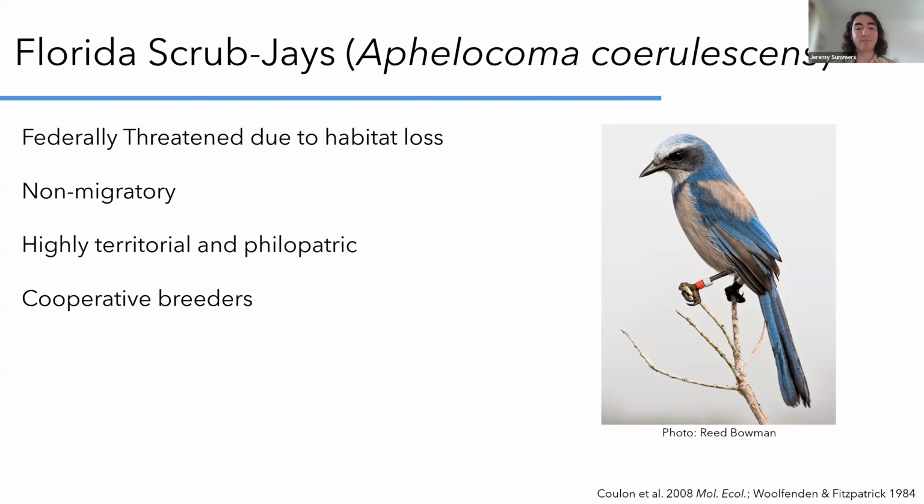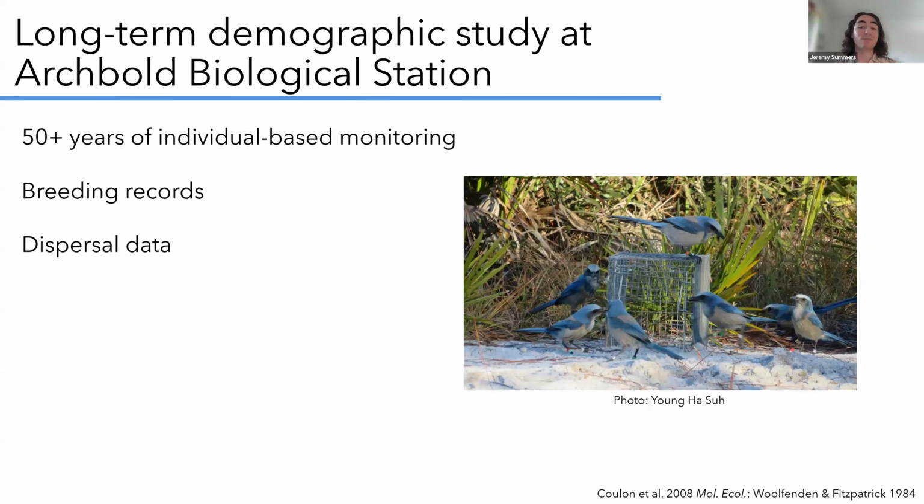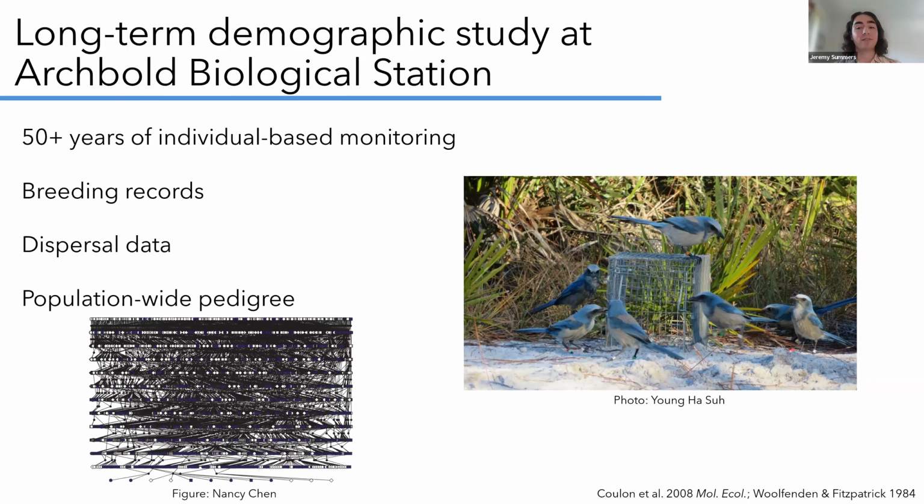This limited dispersal has made the Florida scrub jay ideal for long-term monitoring. A population at Archibald Biological Station has been individually tracked for more than 50 years, with complete breeding records and records of all immigrants that enter the population. Together, this dataset has allowed us to construct a population-wide pedigree up to 16 generations deep that is also molecularly verified. This is perfect for studying the multi-generational effects of immigration.